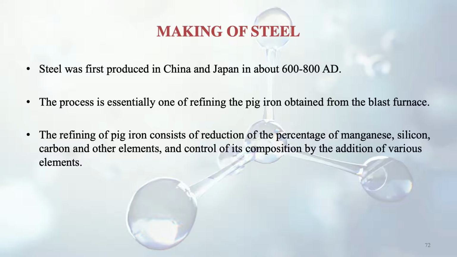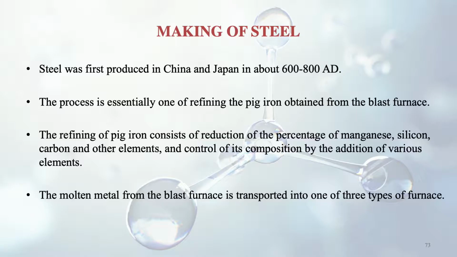The refining of pig iron consists of reduction of the percentage of manganese, silicon, carbon and other elements, and control of its composition by the addition of various elements. So this is the process of how we get steel. We have already got the pig iron and we make certain changes, like the reduction of elements such as manganese, silicon, carbon, etc. So we are doing certain adjustments and finally we will get different kinds of steel.